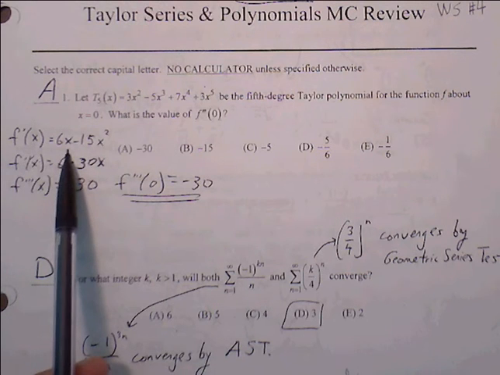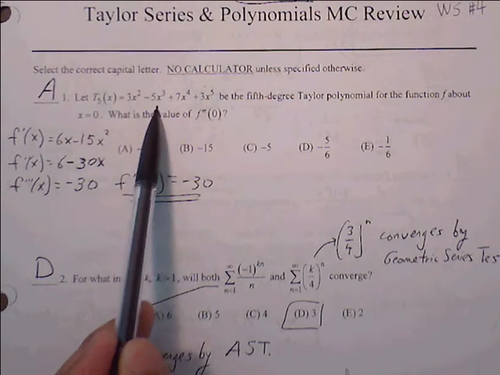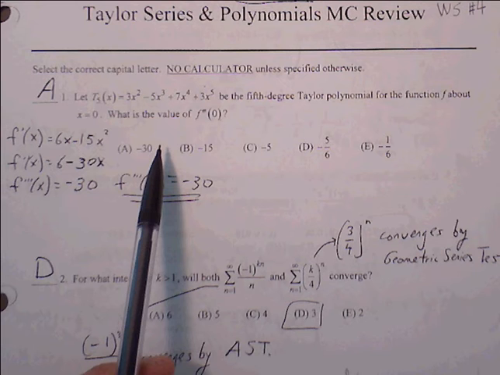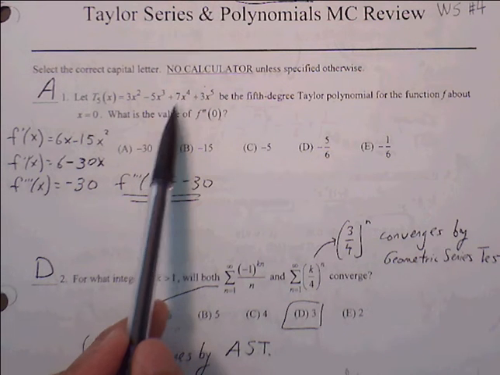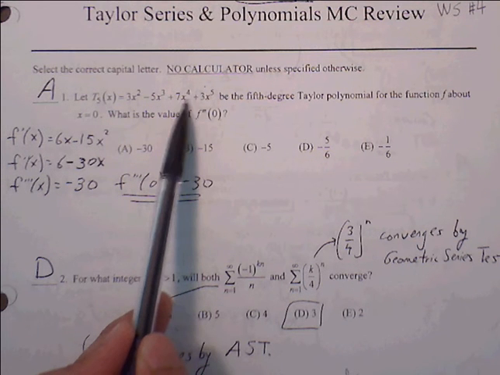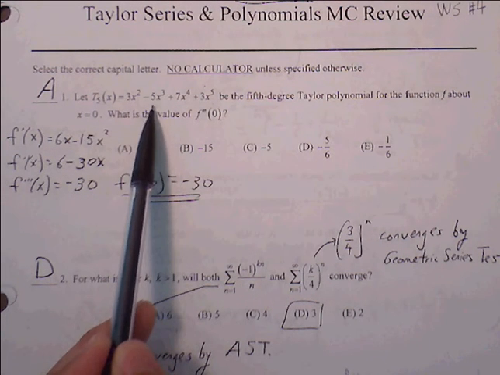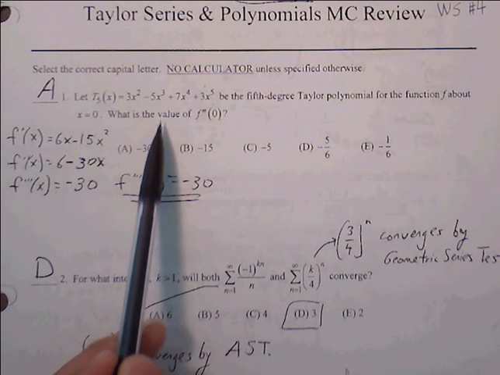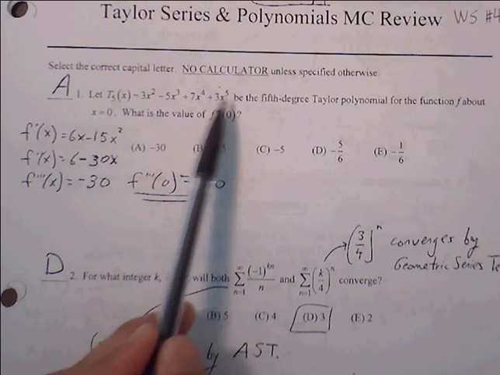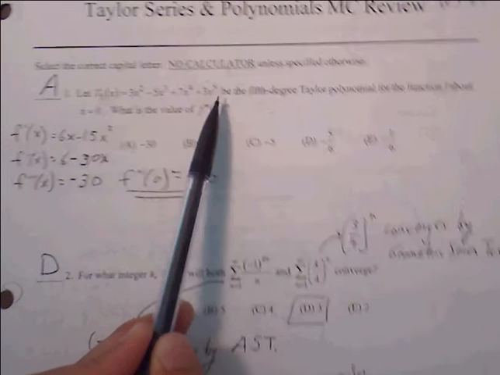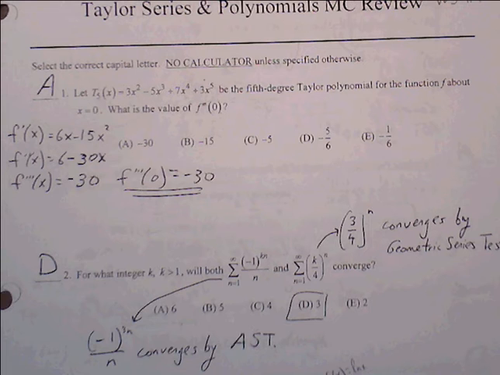So f prime is 6x minus 15x squared. And actually there are more terms here, but we left them out because we know that by the time we get to the third derivative, these terms will still have x's in them, and when we plug 0 into them, it'll just drop out.